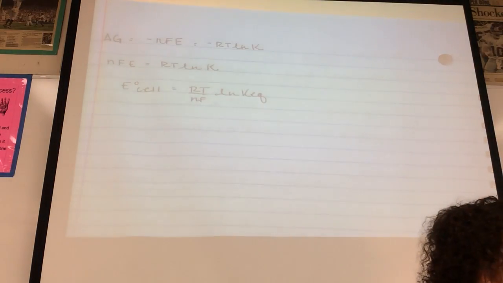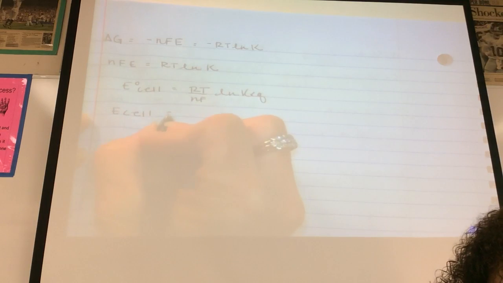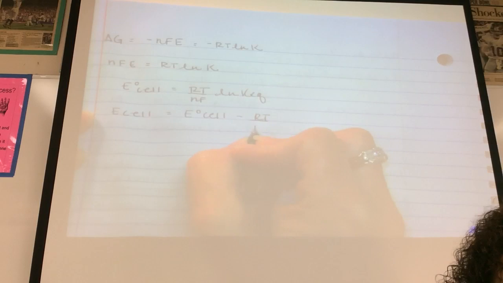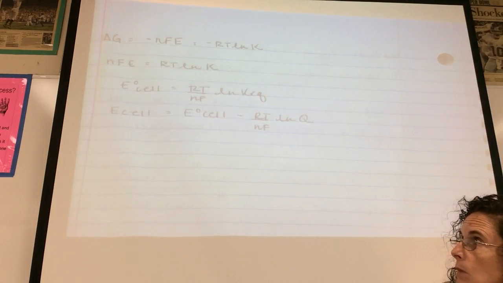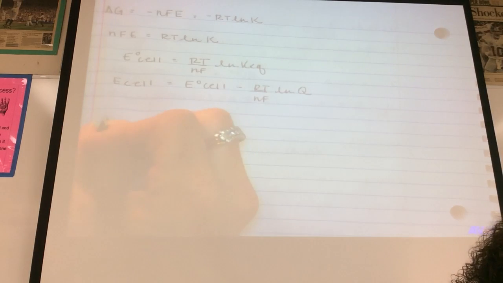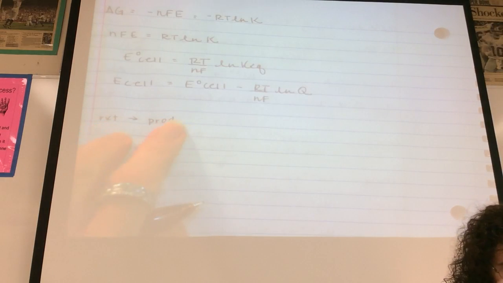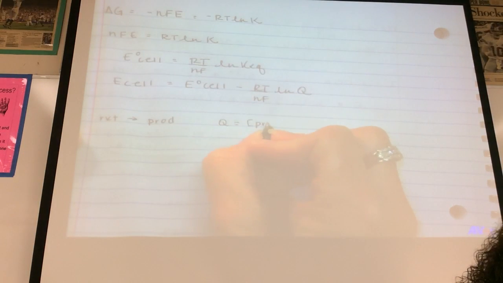Okay? So now what happens is if you make an alteration in some way, then E cell is equal to E cell naught minus RT over nF ln of Q. Now, if you have some reaction, and let's assume you've got an ion here and an ion here, just for simplicity, Q is equal to the concentration of product species over reactant species.